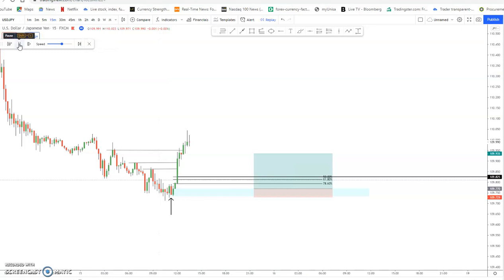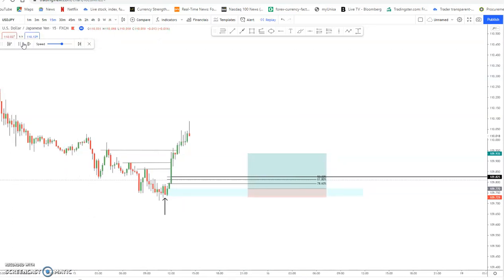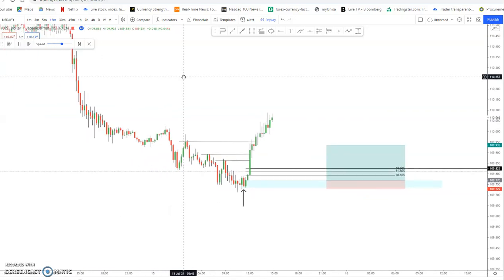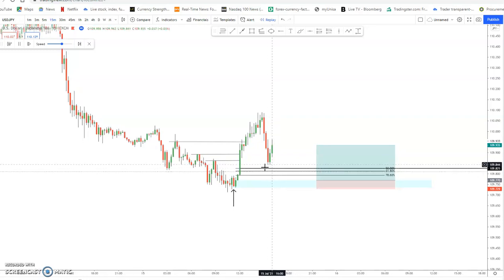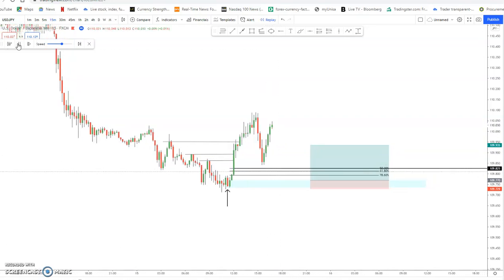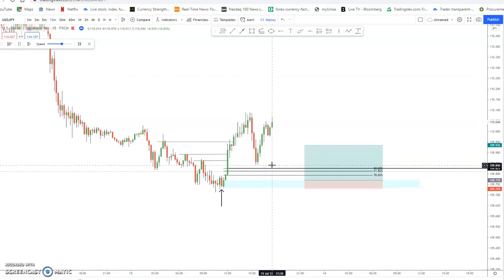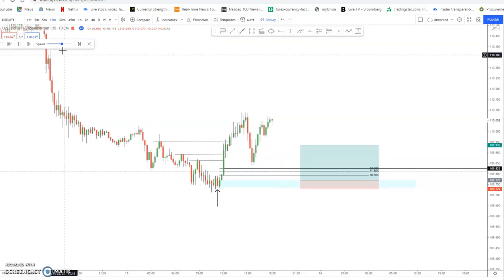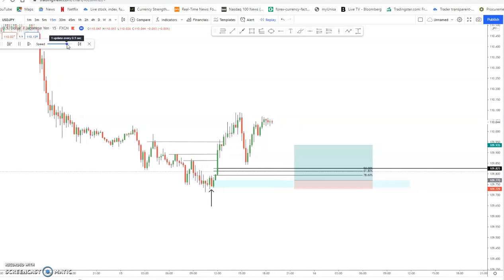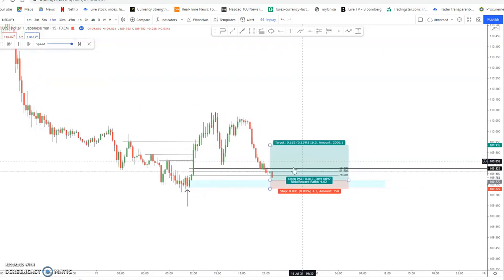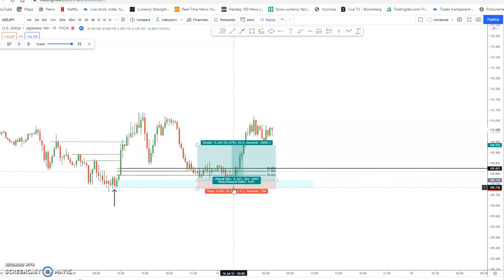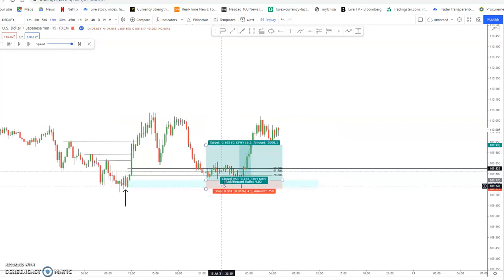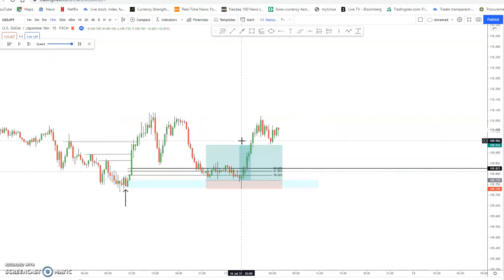Okay, it's moving. Initially, it comes closer to the 50% of the imbalance to reject. And then it comes down, goes up. Speed it up. Okay, hang on. Okay, you wouldn't have been stopped out, but it is close. But that's basically how I would do it. Set the buy limit and then get that high risk to reward.